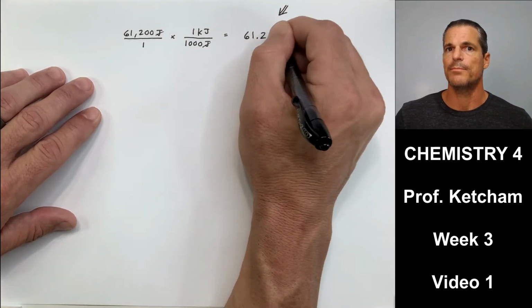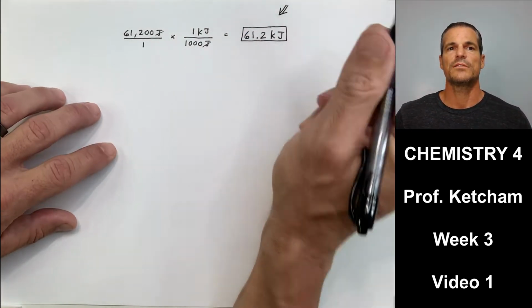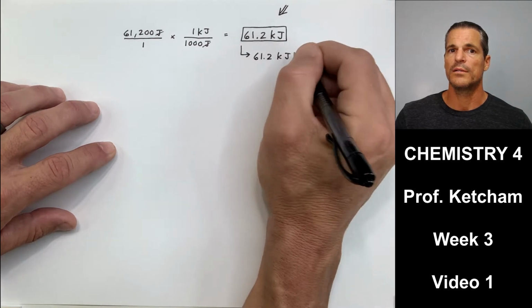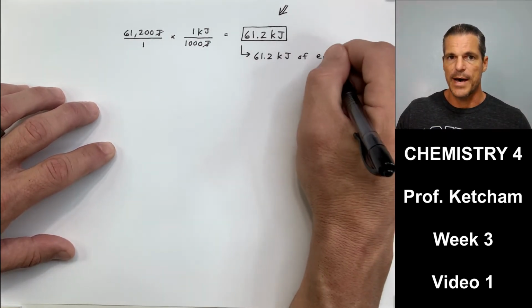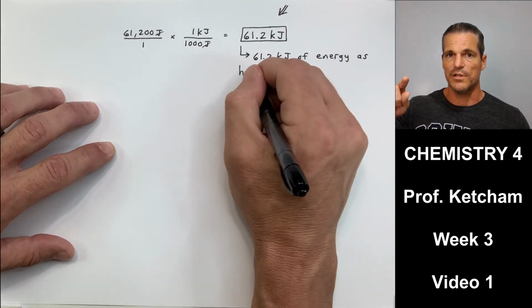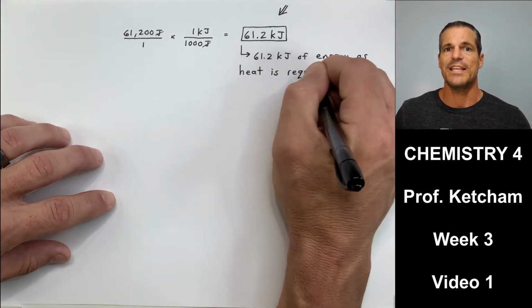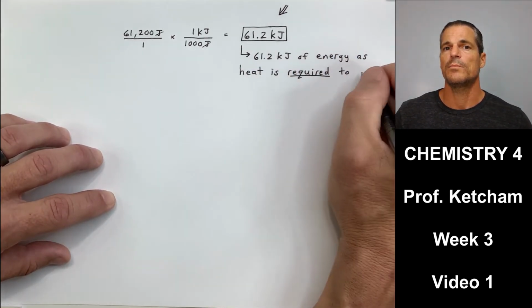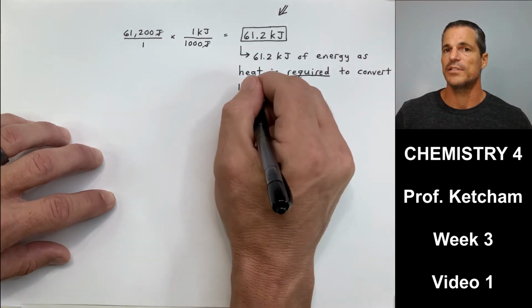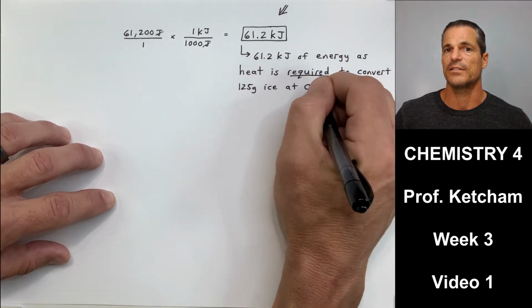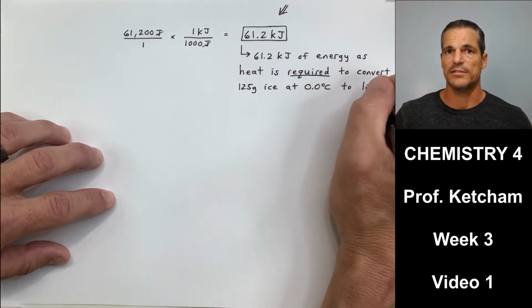Start with what I'm given, put it over 1. 61,200 joules over 1. You've got 1,000 joules on the bottom is equal to 1 kilojoule on the top. Cancel joules, I'm into kilojoules. 61.2 kilojoules. I started with 3 sig figs, I end up with 3 sig figs. Okay, this is called dimensional analysis, remember?